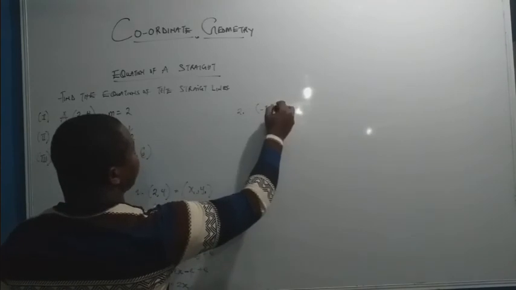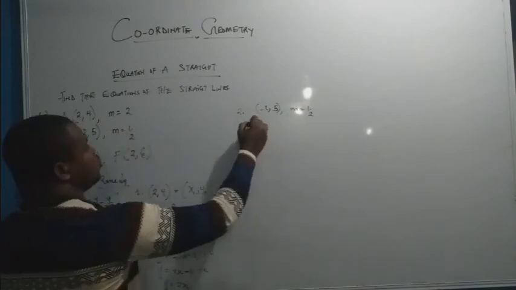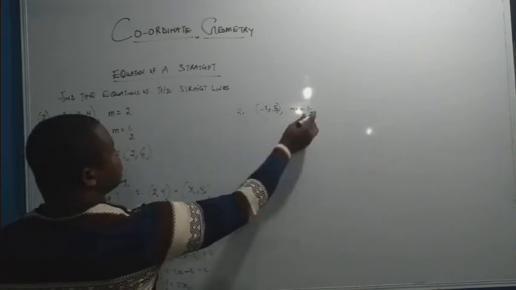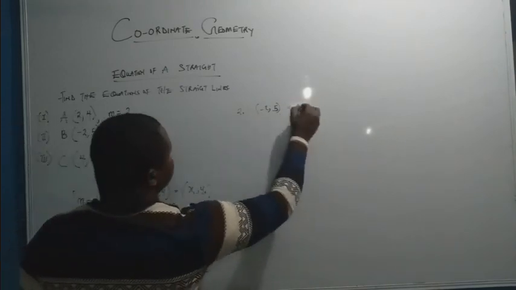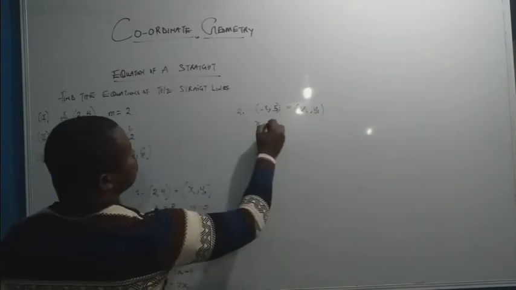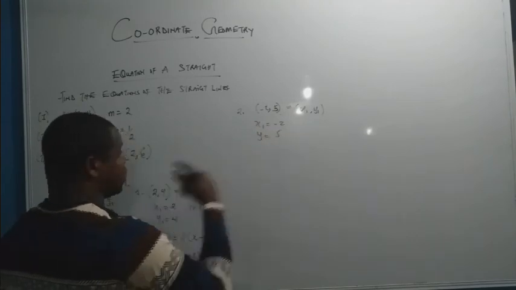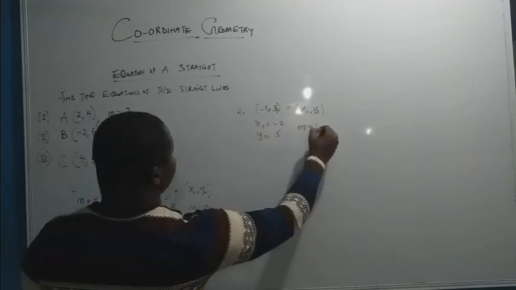Minus 2, 5. Then we have the gradient, m is equal to 1 over 2. So when you compare this, it goes to x1, y1. Alright, so what's the x1? Minus 2. What's your y1? That's 5. That clear to you? So your m is equal to 1 over 2.